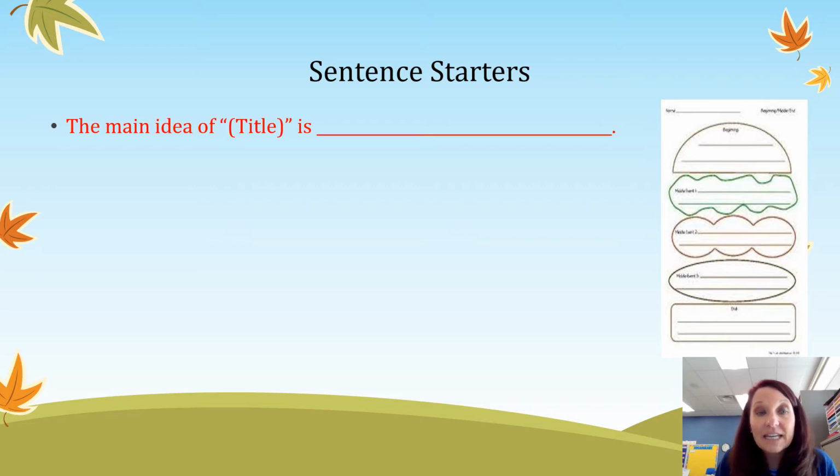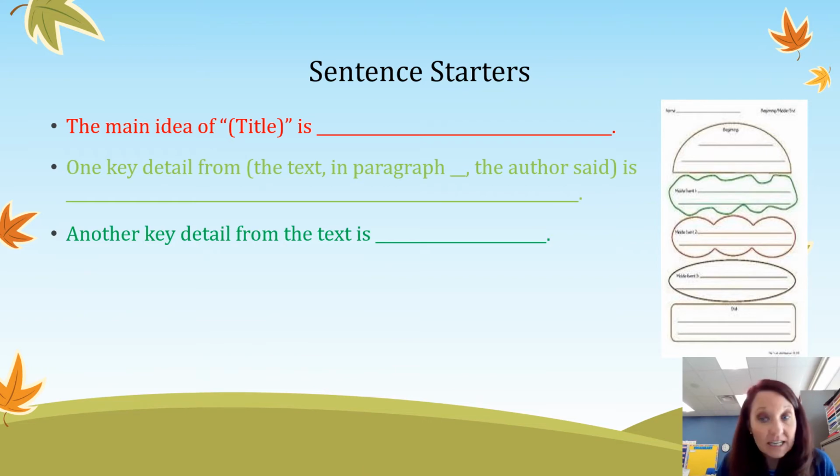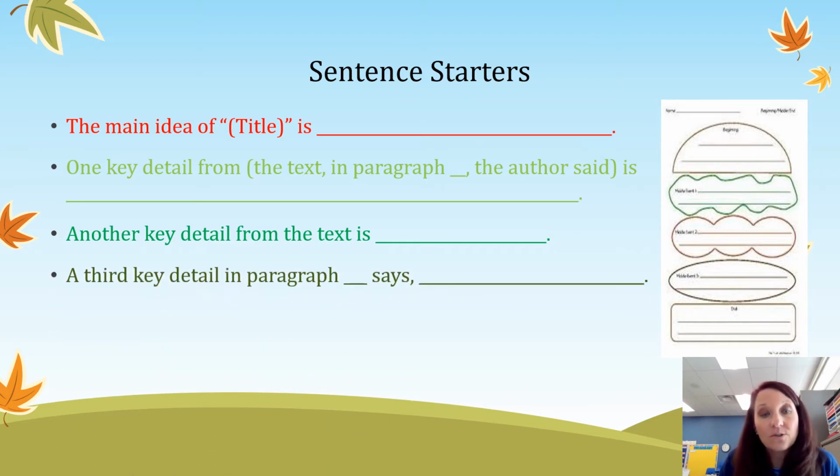Then for the key detail sentences, you should have started your sentences with something like this. It doesn't have to be exactly. You could have said one key detail from the text is, and then you wrote your key detail. You could have also said another key detail from the text, or you could say another key detail from paragraph 2 is. And you can also use that the author said something. So you could say a third key detail the author mentioned was, and you can use those sentence starters.